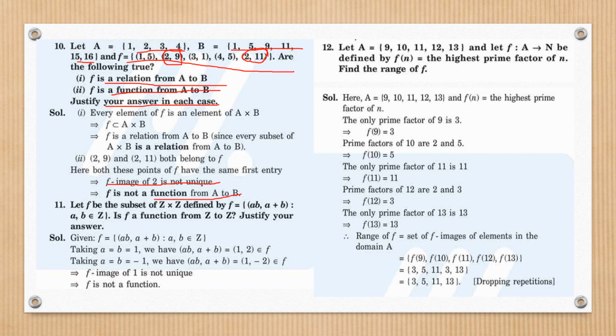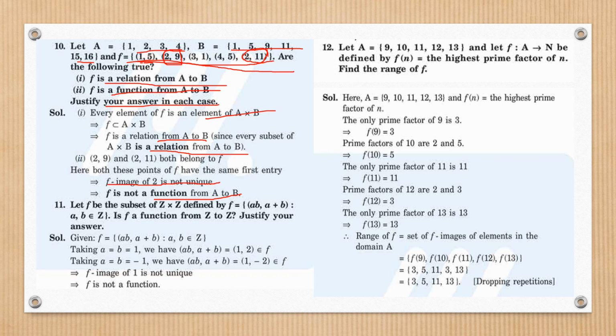Whereas if I start framing A × B, it will be (1, 1), (1, 5), (1, 9), (1, 11), (2, 1), (2, 5), (2, 9), (2, 11), like this. Can I find (1, 5), with the first element from A and the second element from B? Yes. (2, 9) you can see, (3, 1) you can see, (4, 5) you can see, and moreover (2, 11) you can see. So this set of elements is a subset of the Cartesian product. So definitely it is a relation from A to B, but it is not a function.